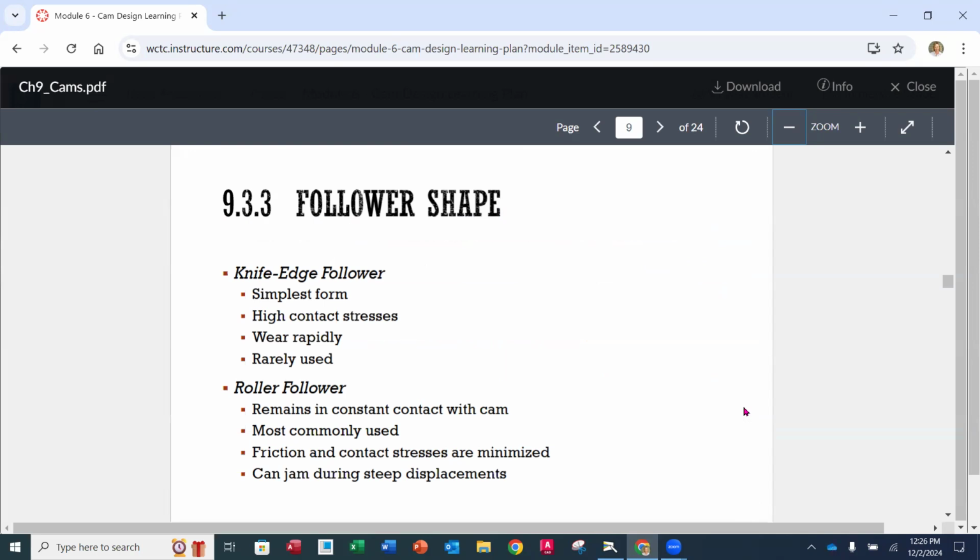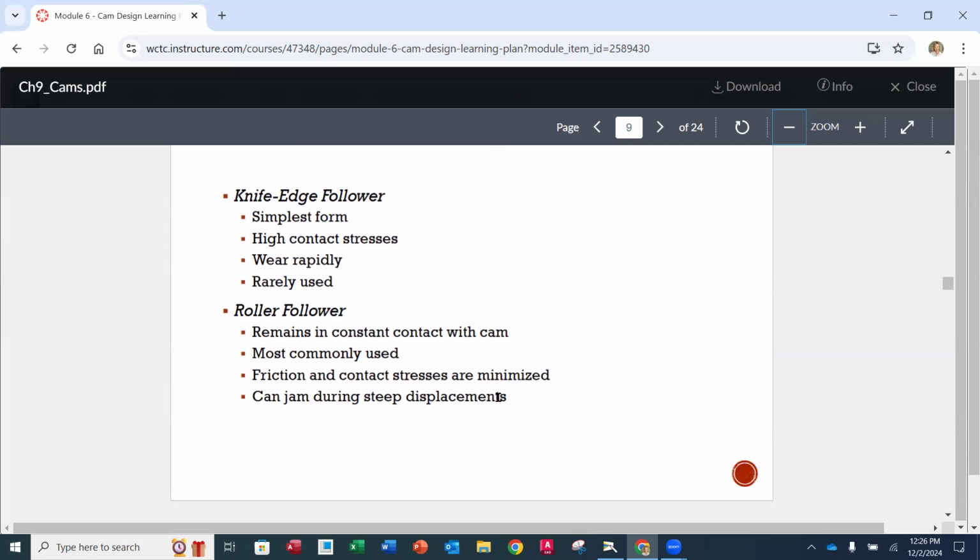It's going to wear rapidly. So not only is it probably going to dull, kind of like a pencil, if you would, on the end, but it's also probably going to dig in one area around the cam itself. And they're not really used all that much, especially for the reasons that are above here. The roller is probably one of the most popular.